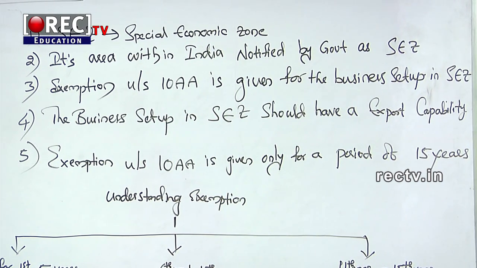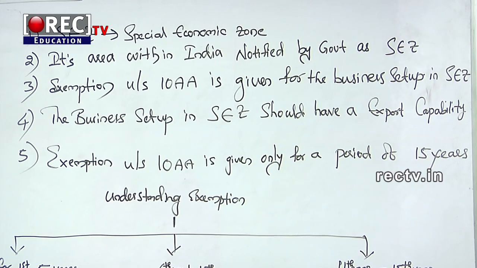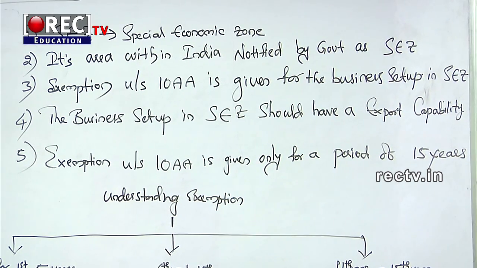The business set up in SEZ should have export capability. Therefore, section 10AA gives main importance to export capability. Now, exemption under section 10AA is given only for a period of 15 years, starting from the previous year in which the business has been set up.